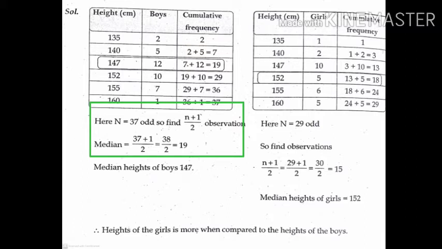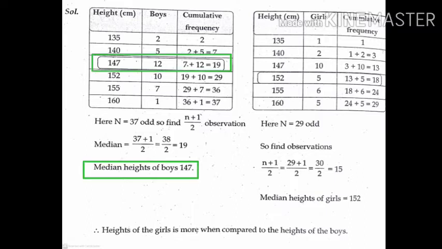Here n is equal to 37 and it is an odd number. So we find the (n plus 1) by 2 observation. Therefore median is equal to (37 plus 1) by 2, that is 38 by 2. After division we get 19. Therefore the median height of boys is equal to 147, since the 19th observation falls at 147.